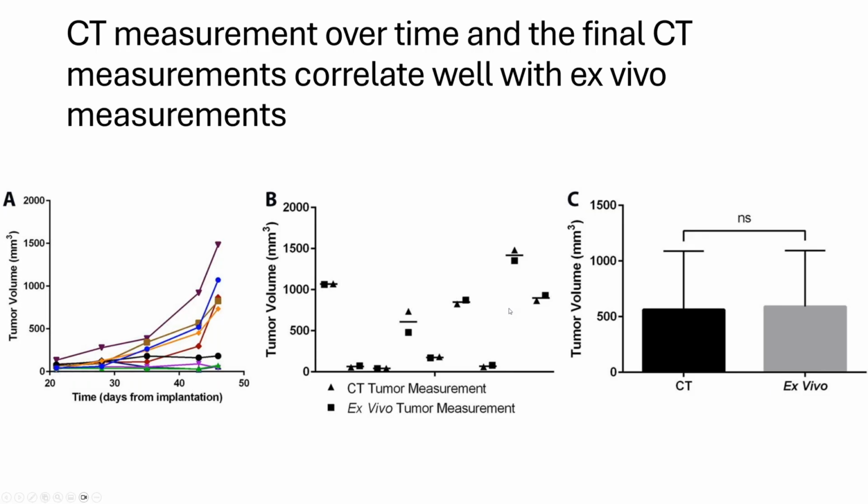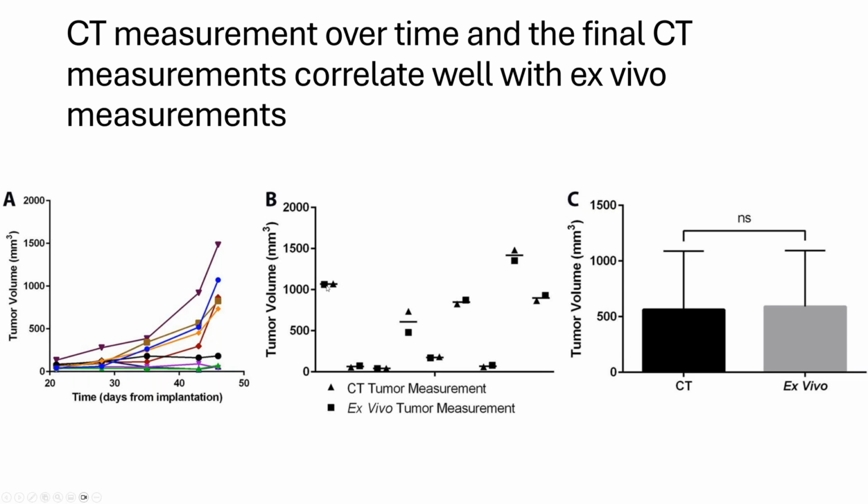So this is the data that we got when we compared our CT measurements to the actual size of the tumor when we pulled it out and measured it with the calipers. So the first thing that you can appreciate is that we're getting nice growth curves over time. So we're seeing that in every case, the tumor seems to be increasing as time progresses. There are some animals where we don't see much tumor growth, and that happens, but this looks pretty normal.